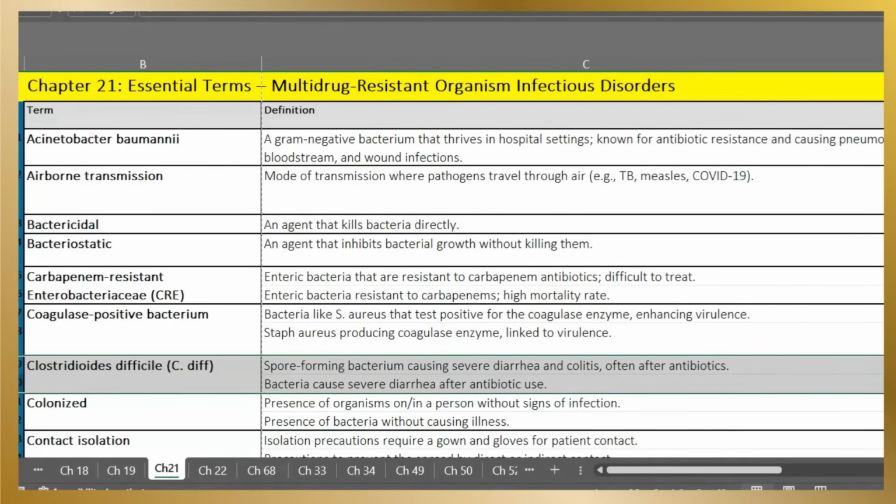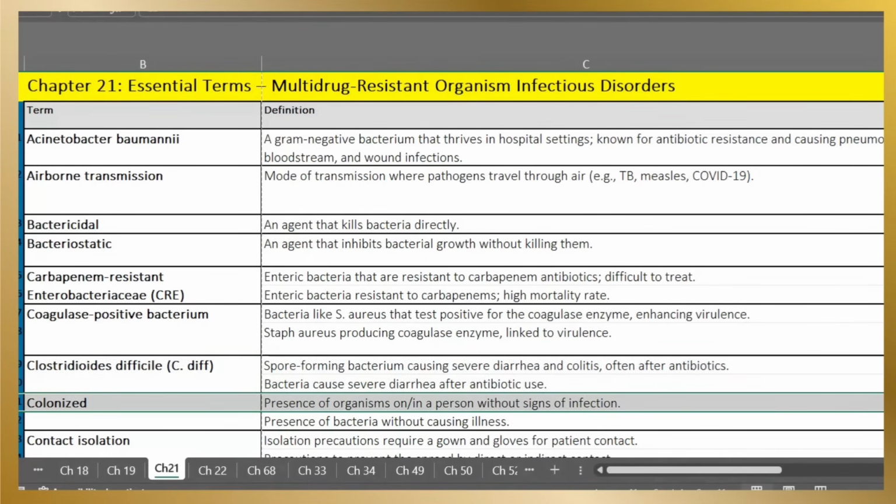Next, colonized. The presence of an organism in a person without signs of infection. So colonized is a silent carrier. Germs are there, but not yet symptoms, but still contagious.